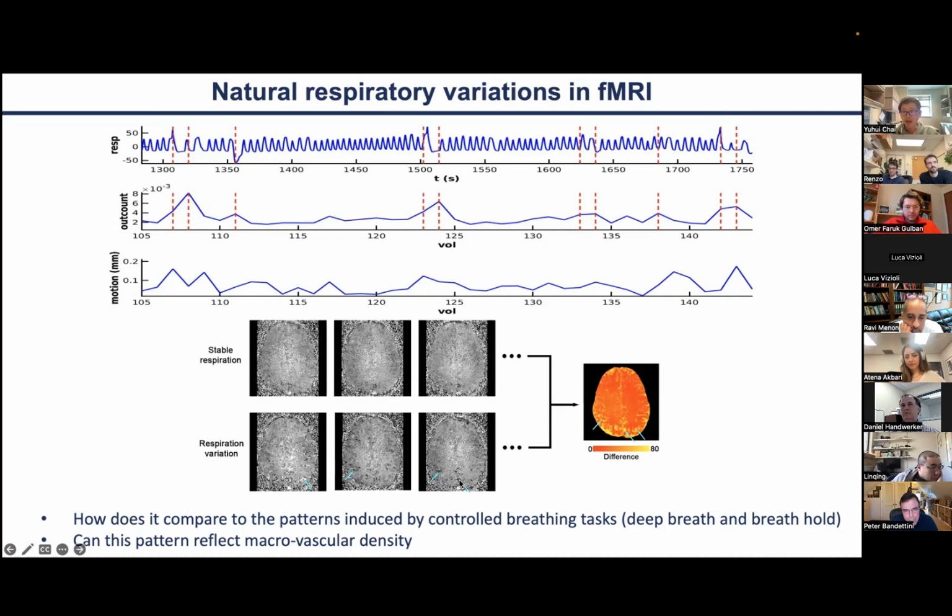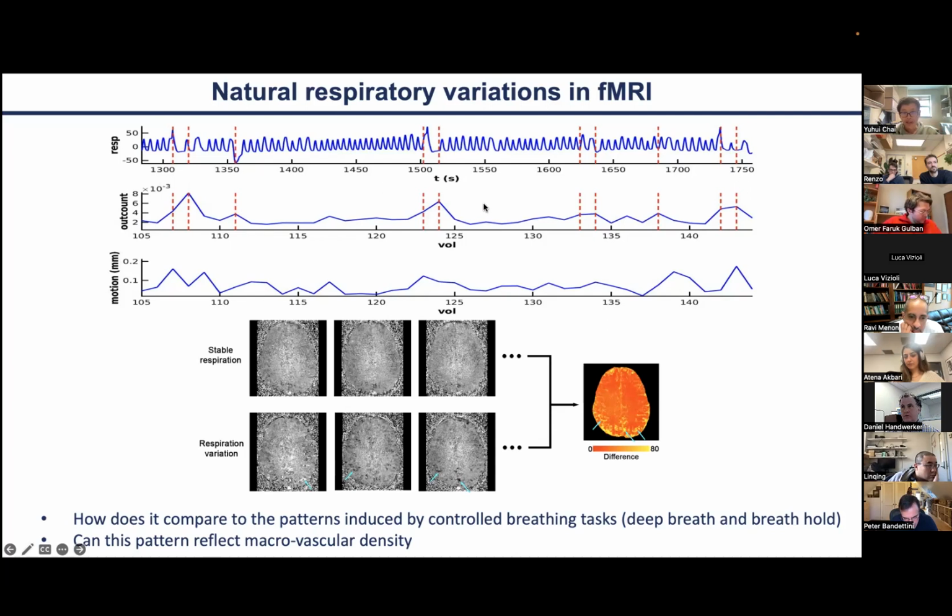In the BOLD image, this is not that clear, because the BOLD image intensity is mostly contributed by tissue. But for VAPER, because we removed a lot of the tissue contribution, it highlights the intravascular signal. So this effect is very clear.